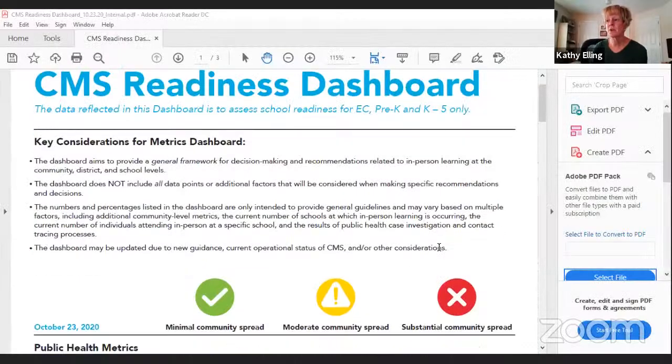And what you'll notice right out of the gate, as you look under our title, is that this reflects the dashboard as it's being assessed against our exceptional children, our pre-K students, and the next phase of in-person, which is K-5. So everything we're relating to here is reflective of current data and where we anticipate we are in reference and readiness for K-5.